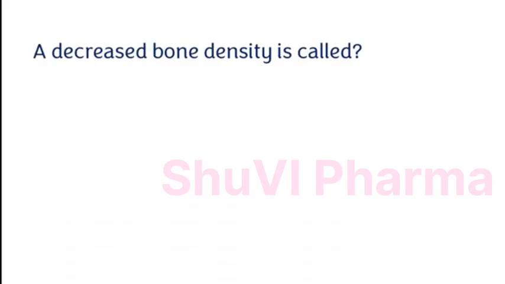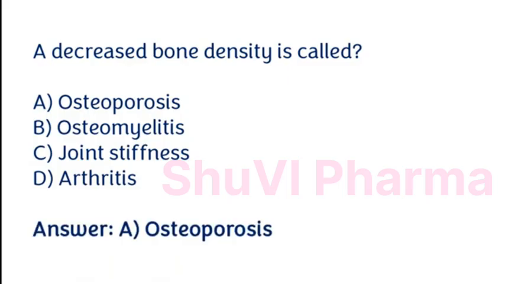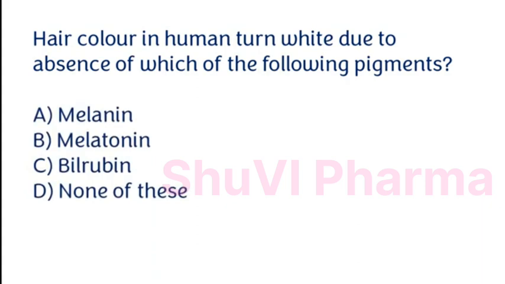A decreased bone density is called osteoporosis, osteomyelitis, joint stiffness, arthritis. The correct answer is option A. A decreased bone density is called osteoporosis. Hair color in human turns white due to absence of which of the following pigments? Melanin, melatonin, bilirubin, none of these. The correct answer is option A. Hair color in human turns white due to absence of melanin pigments.